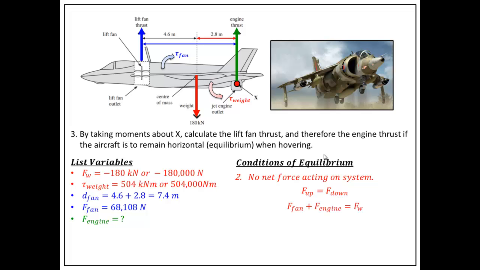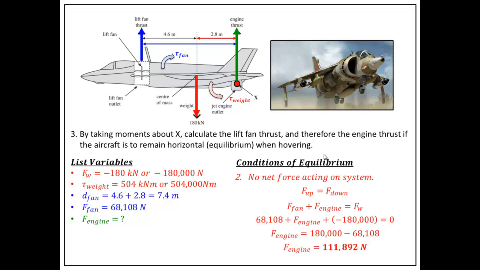68,108 newtons. Forces are vector quantities, just like displacement, velocity, and acceleration, and in equations, directions must be considered. Let's take forces acting downwards as negative and upwards as positive. Weight is acting downwards, and therefore it becomes negative 180,000 newtons in my equation. And if you place the values into your calculator correctly, you should get a value of 111,892 newtons. This is the missing force on the diagram of the plane's engine, and it's positive, which means it's acting upwards.